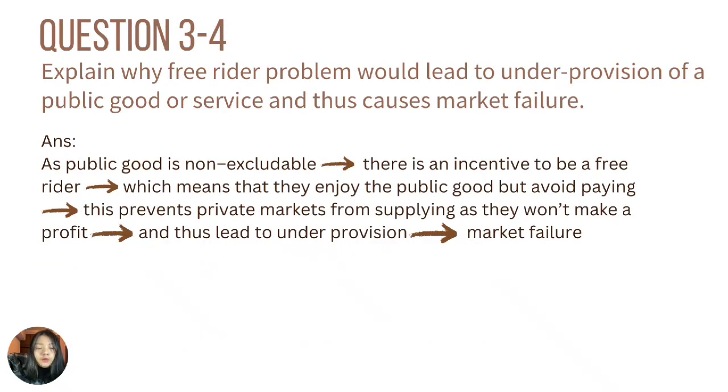So, question 4, I'm going to explain why the free rider problem will lead to under provision of a public good or service and this causes market failure. The reason is as a public good is non-excludable, there is an incentive to be a free rider, and people benefit from the public good or service but do not need to pay for them. This prevents the private market from supplying an efficient quantity, so this leads to under provision and causes market failure.